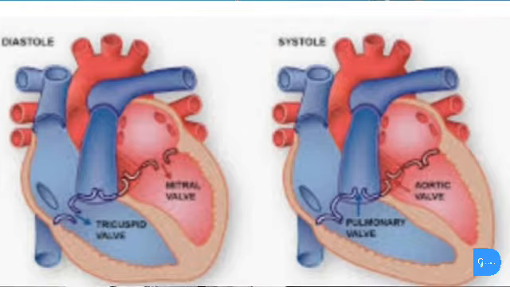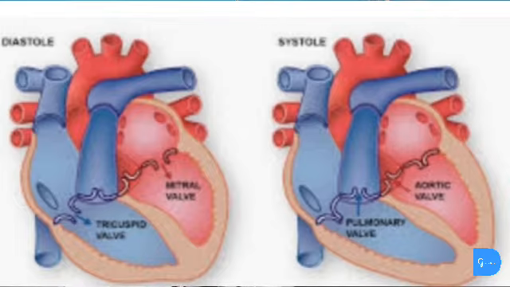And now it's time for ventricles to be in diastole or in relaxed position. When the ventricles are in diastole, these arterial or semilunar valves slam shut and thus prevent the backflow of blood from artery to ventricles. In this way, the valves help in the flow of the blood in only one direction.